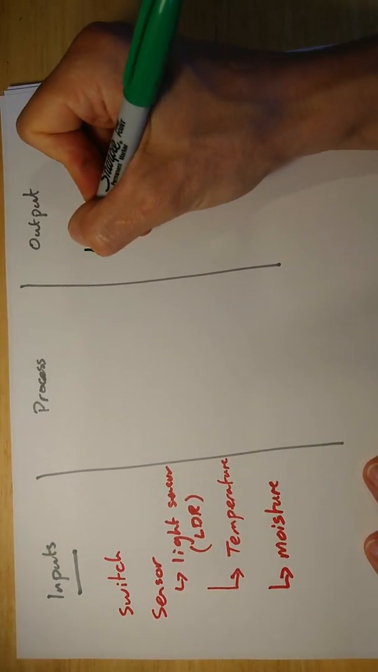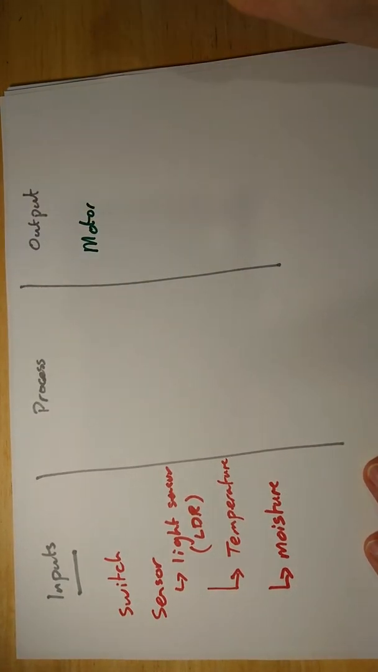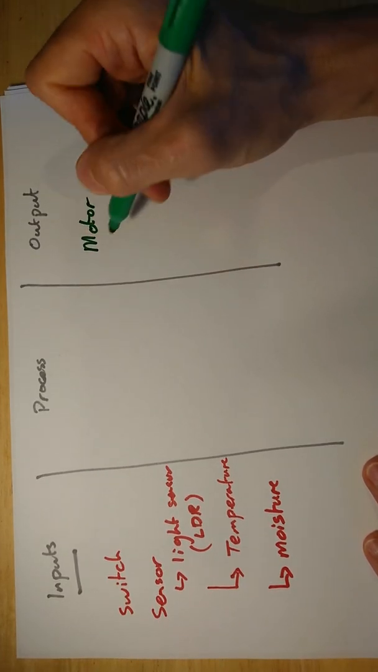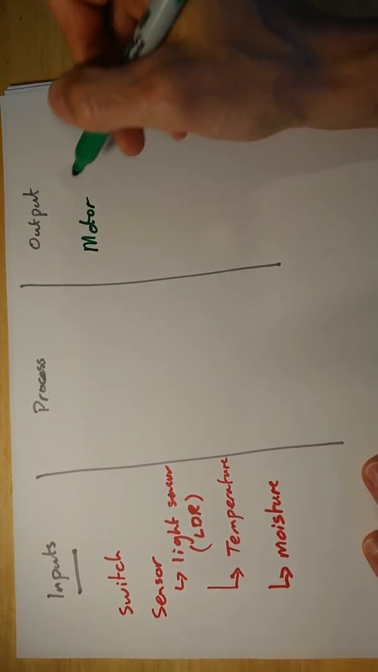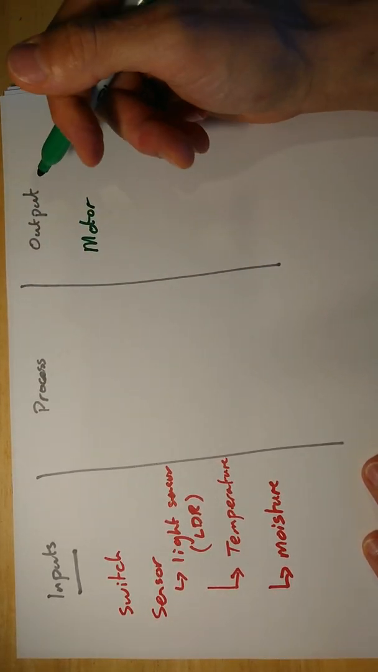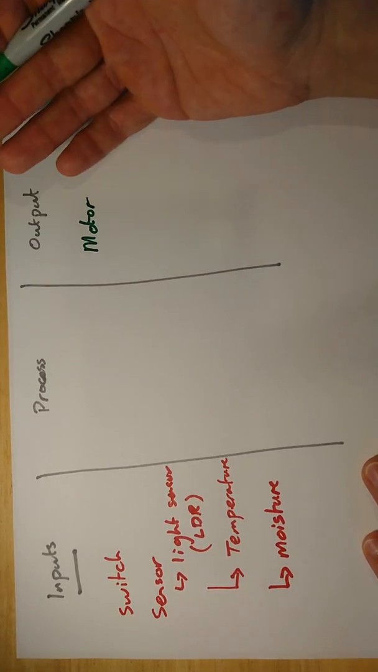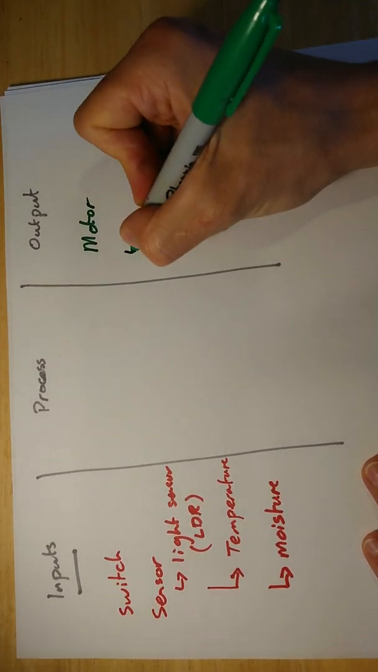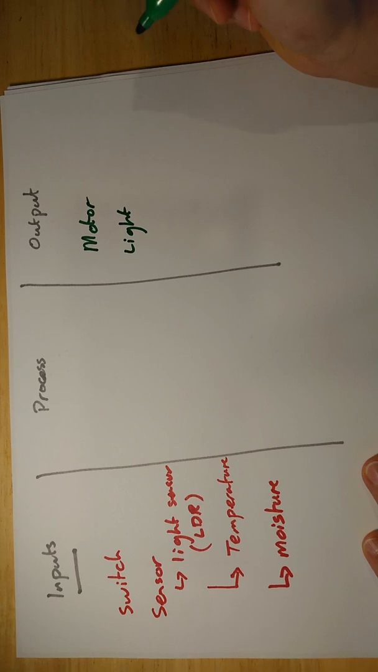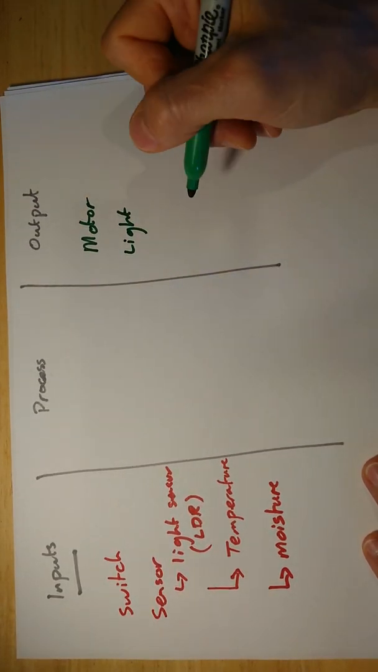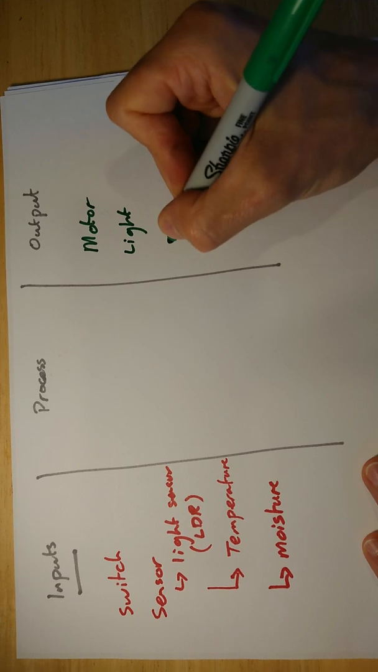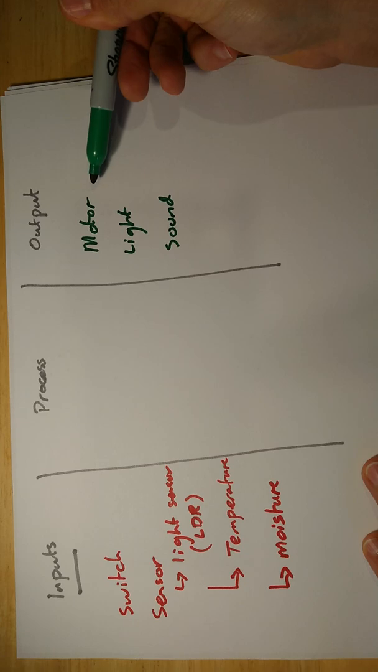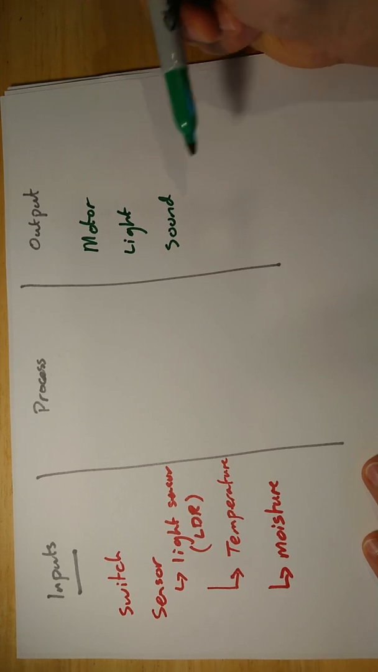This could be a motor. A motor could move something, open something, close something, turn something on. It could turn a fan, so it blows air. It could be attached to a pump, so it pumps water somewhere. Or it could be some form of light, because it lights something up. Or this could be some kind of sound. So I'm really splitting this into some form of movement, something visual, or something you could hear.